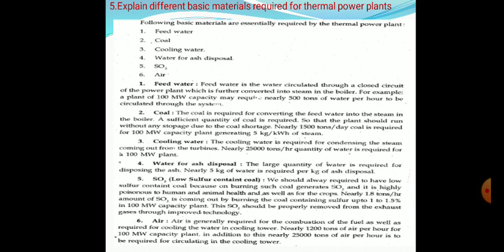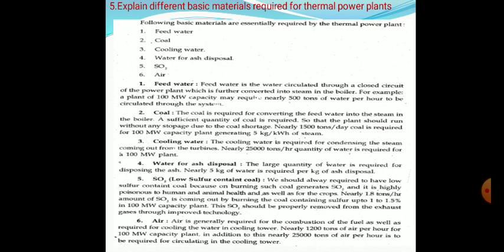Nearly 1500 tons per day of coal is required for a 100 megawatt capacity plant generating 5 kg per kilowatt hour of steam. Third one is cooling water. The cooling water is required for condensing steam coming out from the turbines. Nearly 25,000 tons per hour quantity of water is required for a 100 megawatt plant.